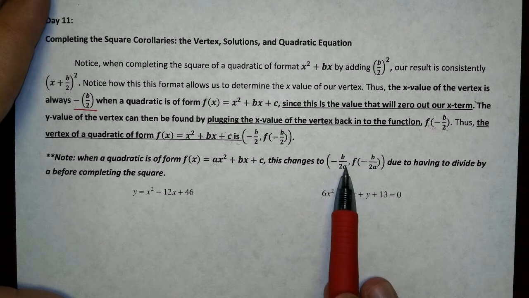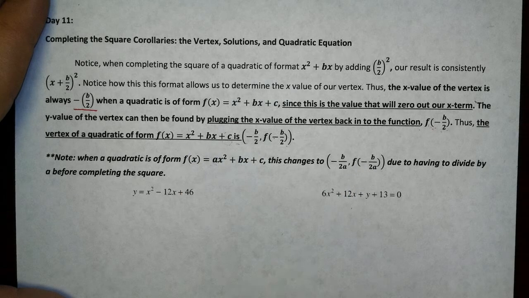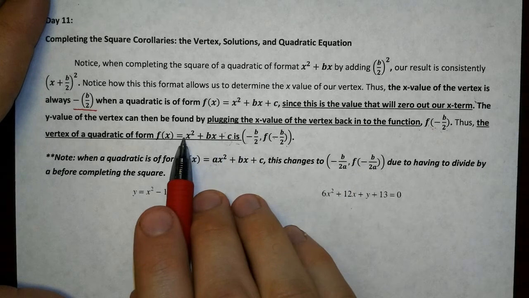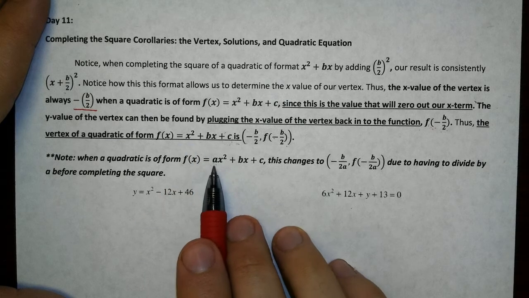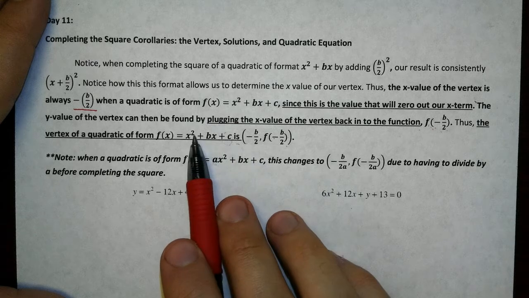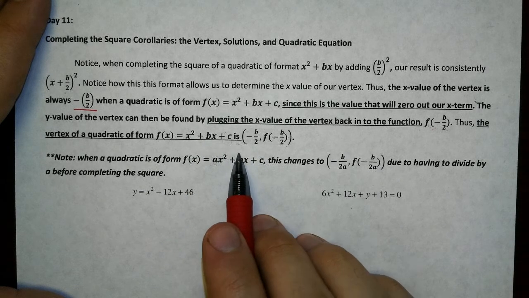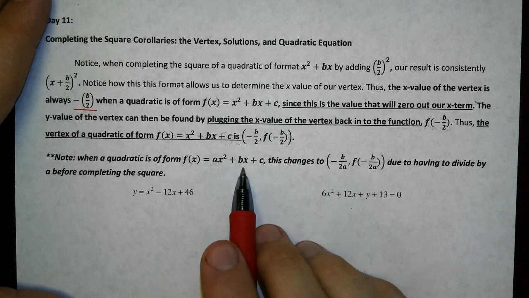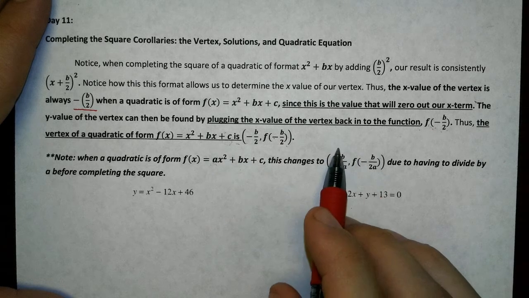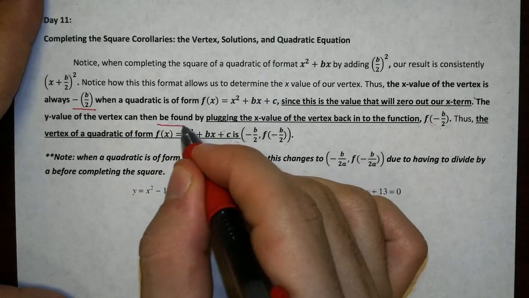And this is just due to having to divide by a before we can go ahead and get it into this format. Right? Imagine that if we had an a right here, we can divide both sides by a to then get it into this format. That's going to then give us b divided by a for this value right here. So then we just do b divided by a divided by 2, which is going to give us this. Okay?